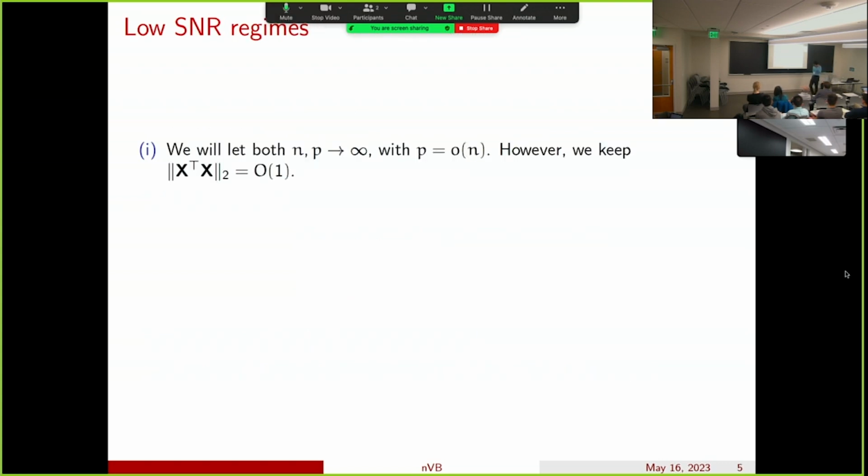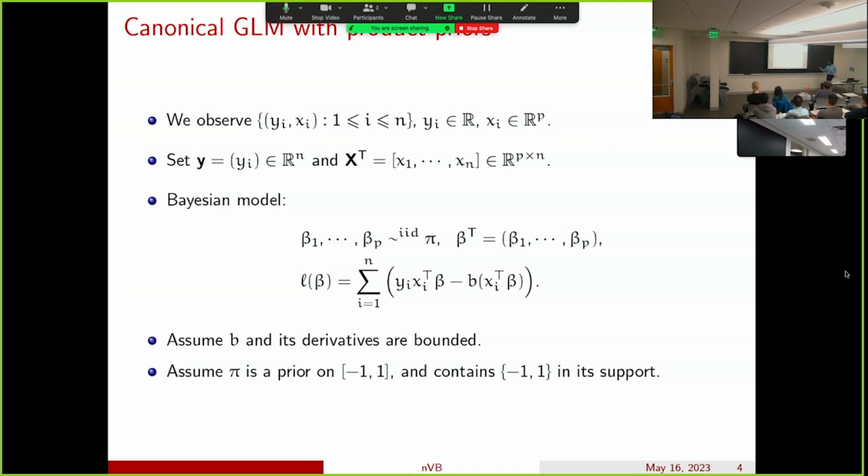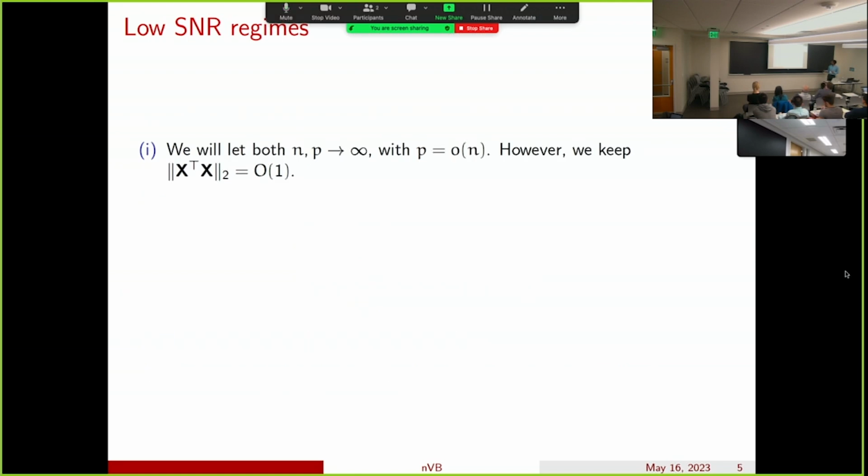So I'm interested in understanding, given this setup, I have my log likelihood. I can construct the posterior using the prior and the log likelihood, right? And I want to understand the properties of the posterior distribution. That's my question of interest.